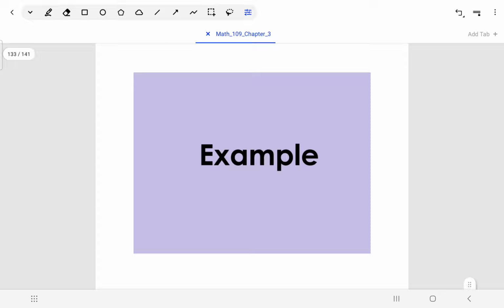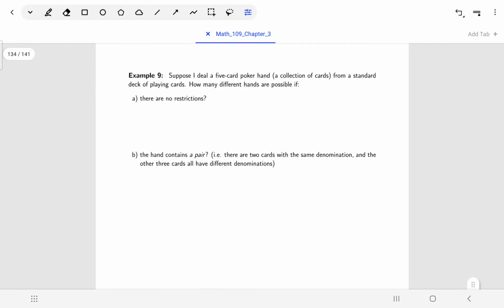Welcome back. In this last part, we're going to do a couple more examples. We're going to do some involving playing cards next. For example 9, we are looking at dealing some 5-card poker hands. And just a reminder, when we're talking about playing cards, when I'm giving you a hand of cards, that's just a collection. We're not putting them in any sort of order. This will just be some combinations.